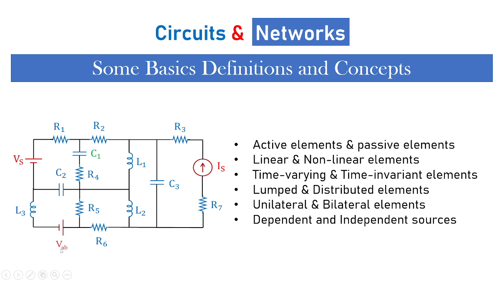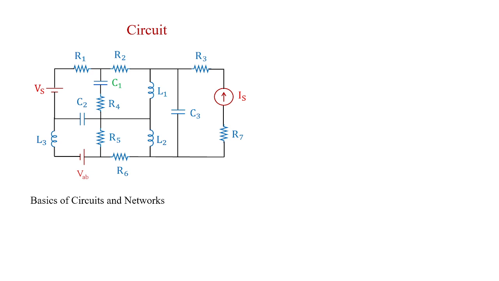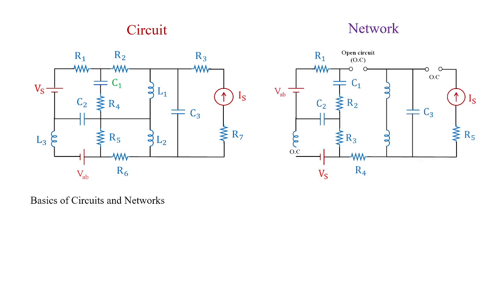So before going to that, look into the circuit where you have passive elements and active elements like voltage source, battery VAB, current source IS. These are treated as active elements, and resistors, capacitors, inductors are treated as passive elements. So, what is the basic difference between circuit and network?